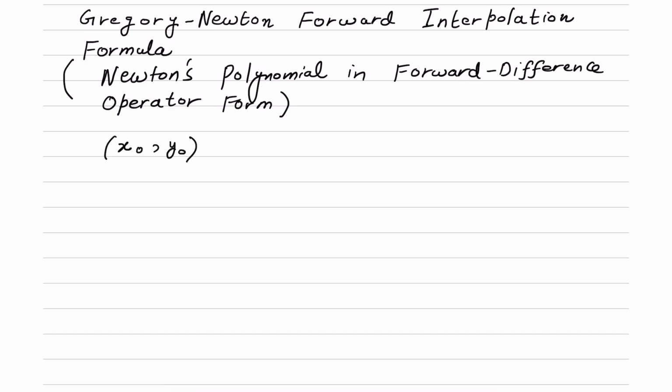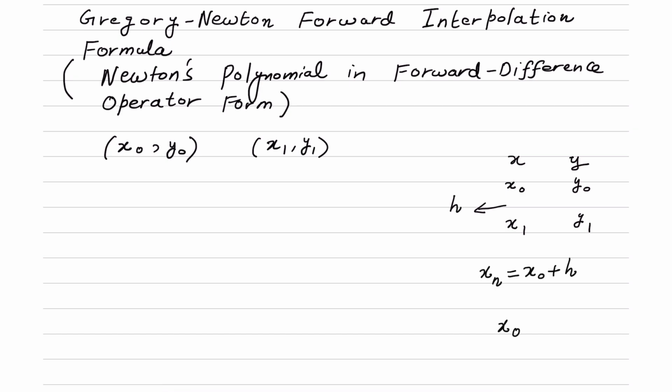One point is x0, y0. Another point is x1, y1. So here x0, y0, x1, y1, these are two data points and they make up an equally spaced data. Since this is an equally spaced data, the difference between x1 and x0 will be h. If the first x value is x0, the next value would be x0 plus h.